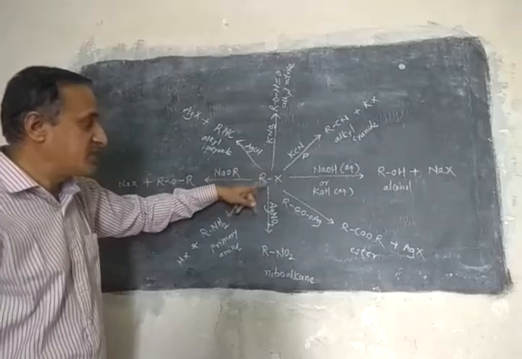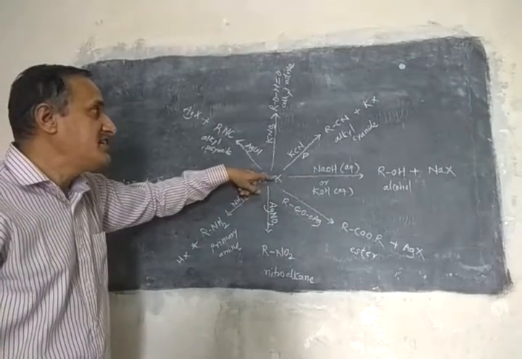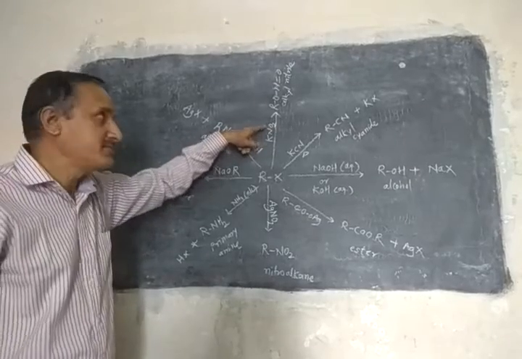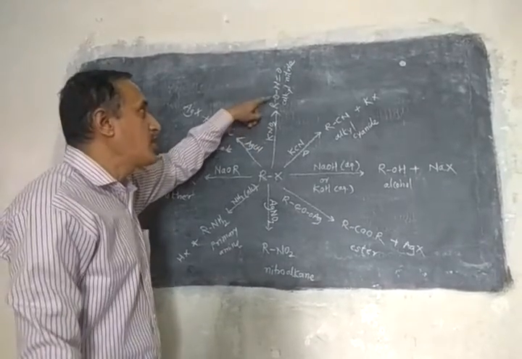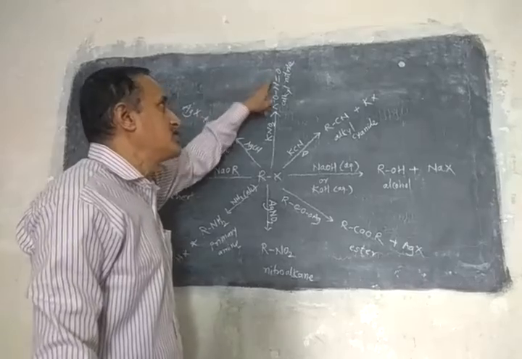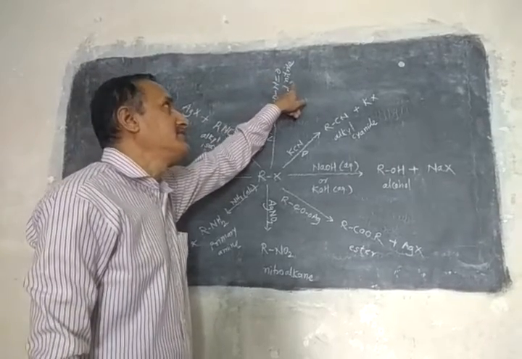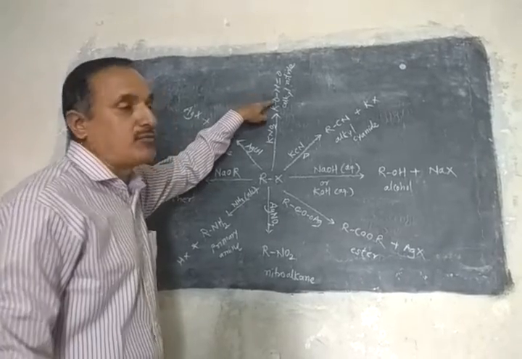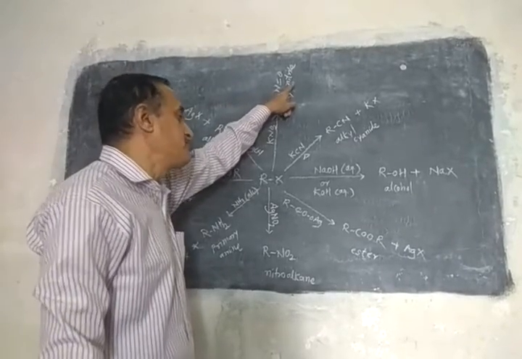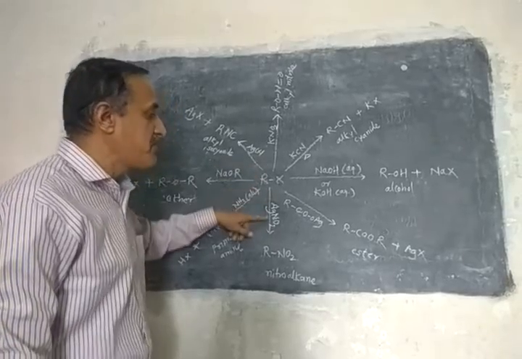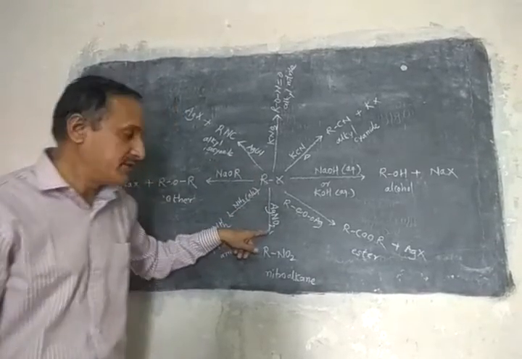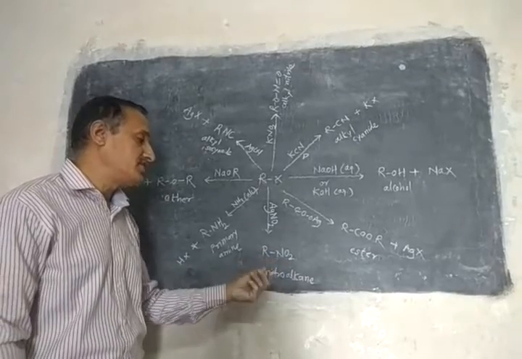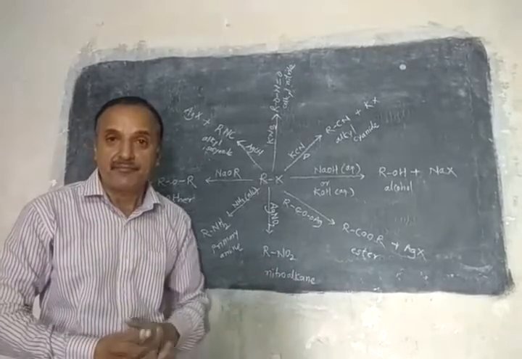Now the last two reactions. When alkyl halide reacts with potassium nitrite, we get R-O-N=O, which is called alkyl nitrite. Here the bond between carbon and oxygen is formed. When it reacts with silver nitrite, it forms RNO2, with the bond between carbon and nitrogen. It is called a nitroalkane.